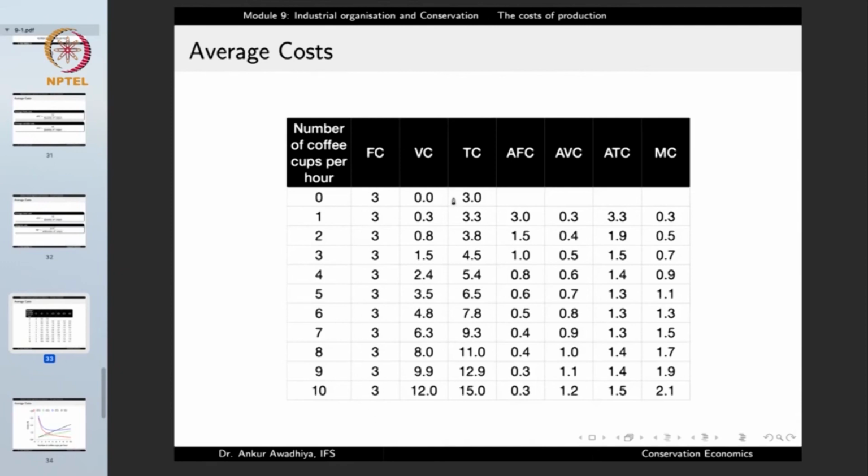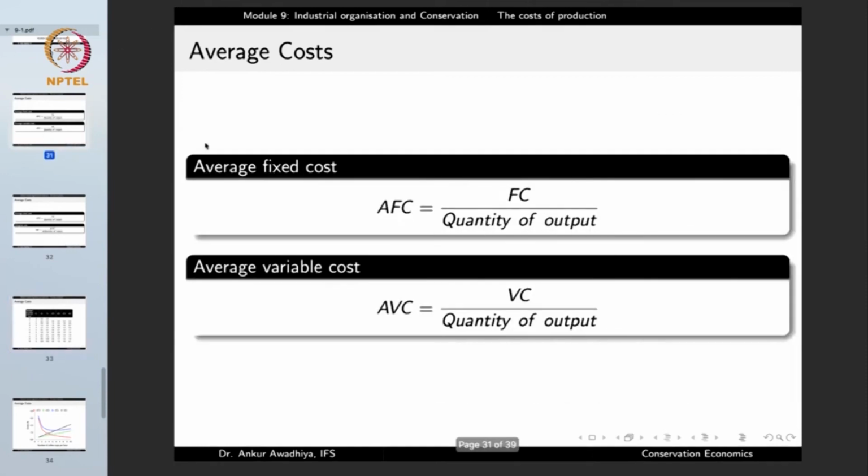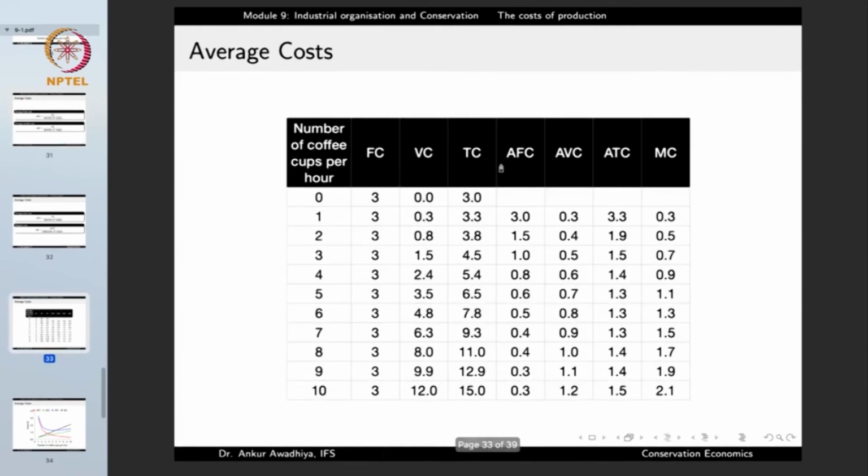So in this case, we have a fixed cost, we have an increasing variable cost, and so the total cost is also increasing. Now, in finding out these average costs, for average fixed cost, we do 3 divided by 1 is 3. In the next line, we have 3 divided by 2 is 1.5. So the fixed cost remains the same. In this case, the numerator remains the same, fixed cost, but the denominator is increasing, and so the average fixed cost goes on decreasing.